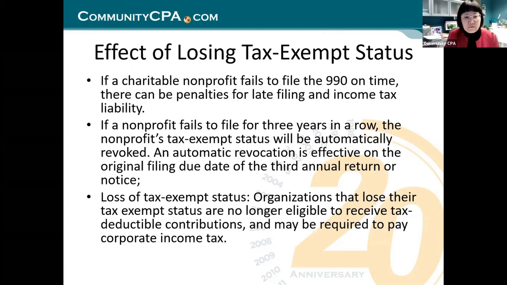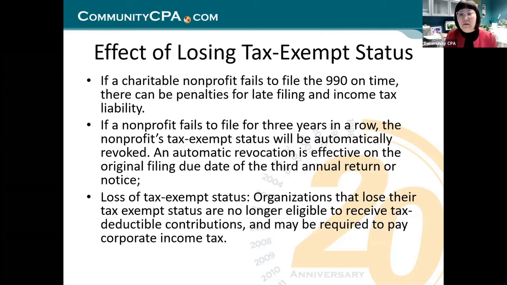And of course, if you lose your status, people who give you money cannot deduct it as a donation anymore. So keep in mind it's 3 years in a row. So if you forgot on May 15, 2018, you forgot again on May 15, 2019, then this May 15, you forgot again, and by May 16, you automatically lost your status.